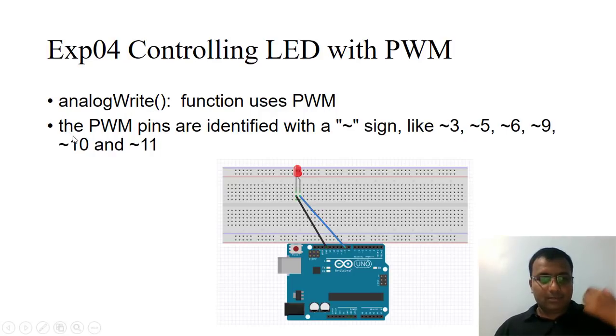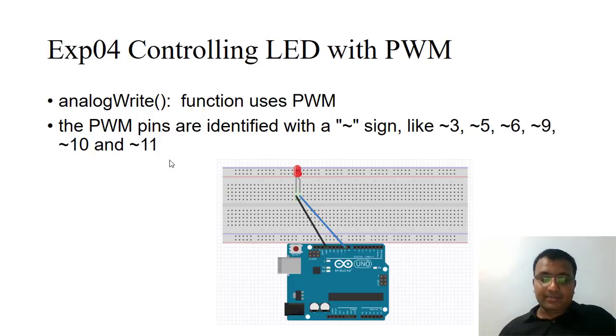As I told you in yesterday's lecture, the Arduino has some PWM pins. PWM stands for pulse width modulation. PWM pins are marked with the tilde sign. The pin numbers are 3, 5, 6, 9, 10 and 11. So these are the PWM pins.